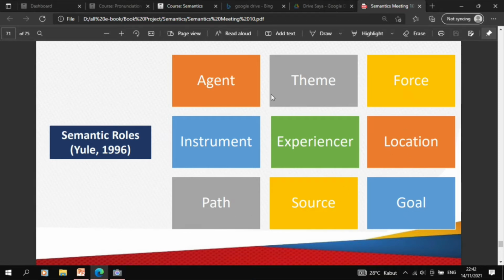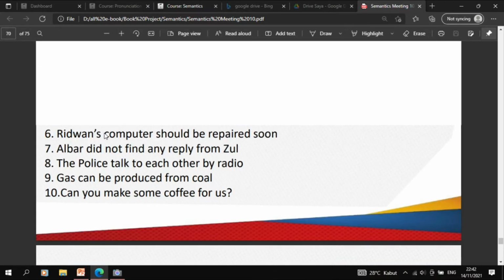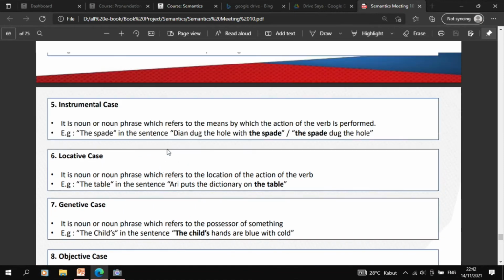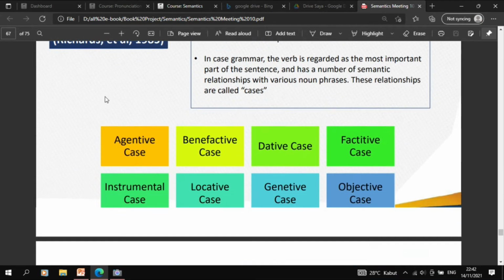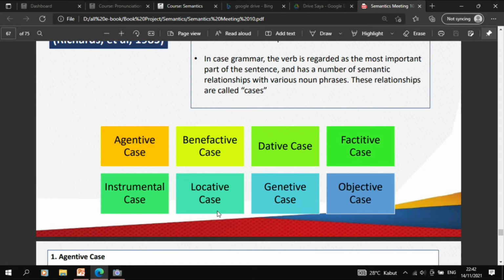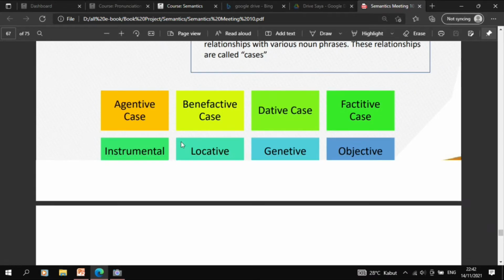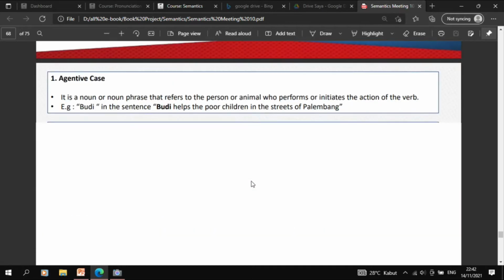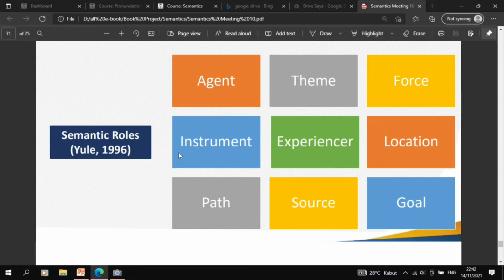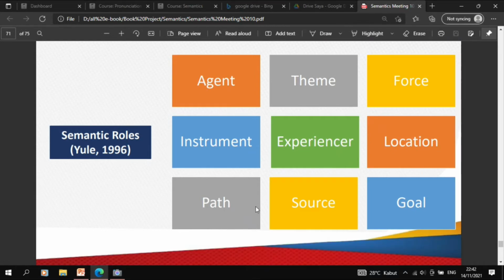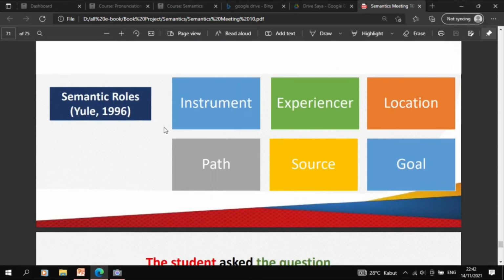In this previous theory, in case grammar, we only know the locative case. Richards only focused on the locative case, so about the locations. But later on in Yule's semantic roles, the location also has a deeper explanation: path, source, and goal. So I will explain to you one by one for these roles.